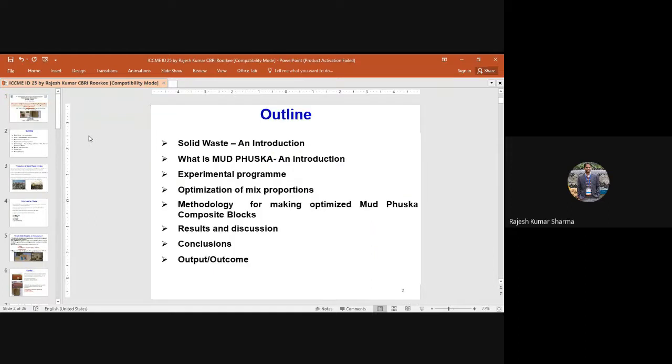Negi. So the outline of the presentation will be firstly an introduction about solid waste, mud fuska, what mud fuska is, the methodology, optimization of mixed proportions, and then methodology to develop and optimization of mud fuska composite blocks, followed by result discussion of the study we have done here, conclusions, and then the output and outcome from this project.